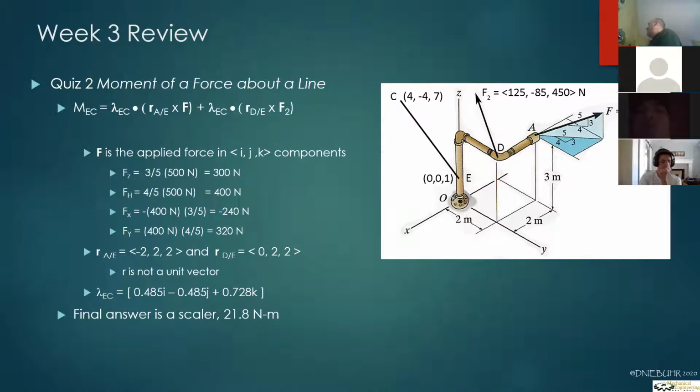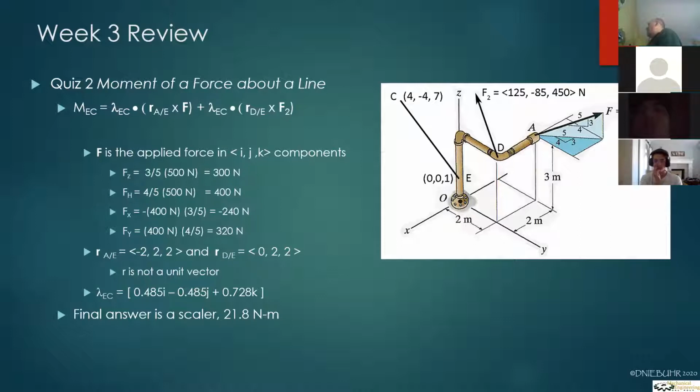So x and y respectively. So 3/5 of 400 in the negative direction is x, and 4/5 of 400 is going to be your y direction. Now I will post the solution so you can look at it, because I know I'm going through it pretty quickly. Your a relative to e vectors are what I got: -2, 2, 2, and 0, 2, 2.